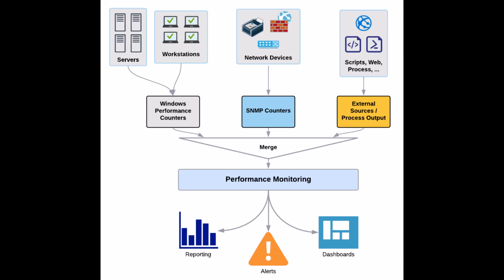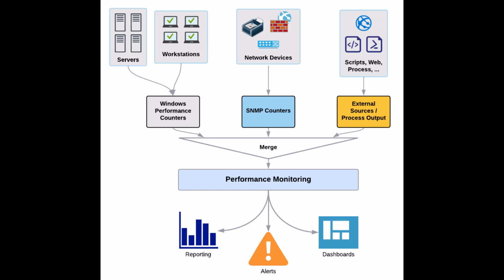The second source that EventSentry can utilize are SNMP counters, and that's usually something that you would use with network devices and non-Windows machines. So we're talking about firewalls, switches, printers, as well as Linux and Unix machines. And then the third source, and that's fairly new, is you can use the output from any sort of command line application or script as input into EventSentry and utilize that as a source.